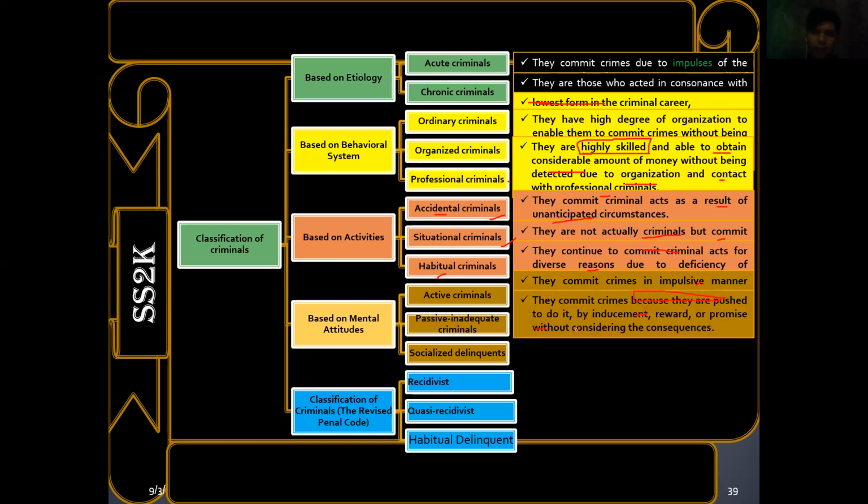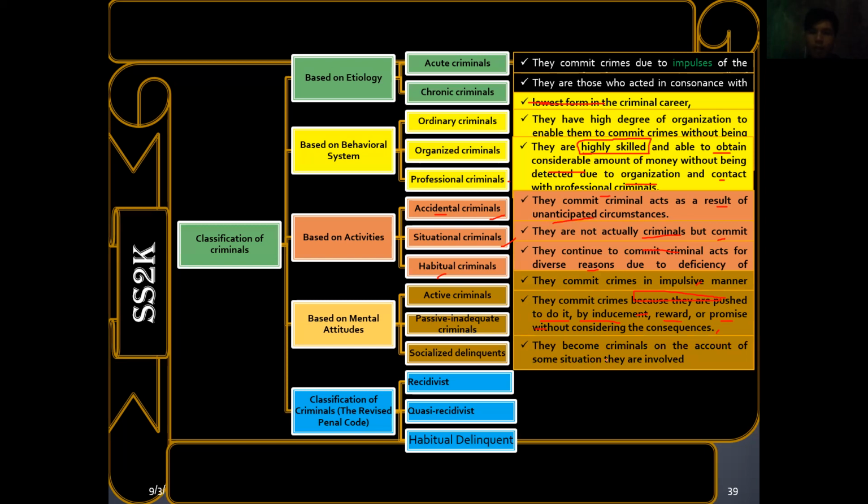Okay? Then we have passive inadequate criminals. Those criminals who commit crimes because they are pushed to do it. Mga nakagawa ng krimen dahil sila po ay napilitan lamang. Okay? Pwedeng by inducement. Okay? We have reward or promise. Like for example, hitman, yung mga hired killers, they commit crime because of reward, no? Without considering the consequences. So they are called passive inadequate criminals. Passive. Binigay yung trabaho, kinuha nila dahil sa reward, gusto nila gawin yung krimen. So that is passive inadequate criminal. Then we have socialized delinquents.